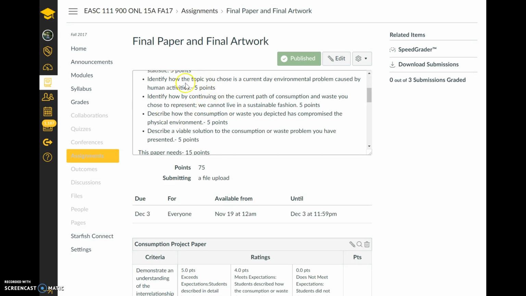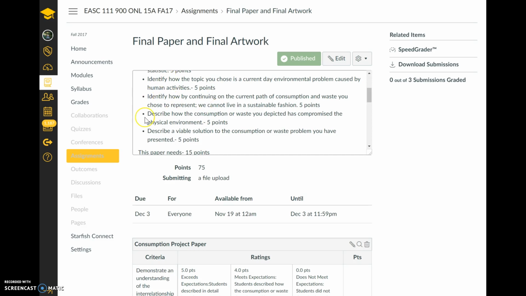So you want to make sure you address all of these in a different paragraph dealing with your statistic in your paper. So if your issue is tires, then you want to address the fact that, how do we recycle those, or if we don't, the toxins from those tires when rain hits them or when they degrade can get released into the soil or into our water system, etc. Okay? So that's what the paper is.